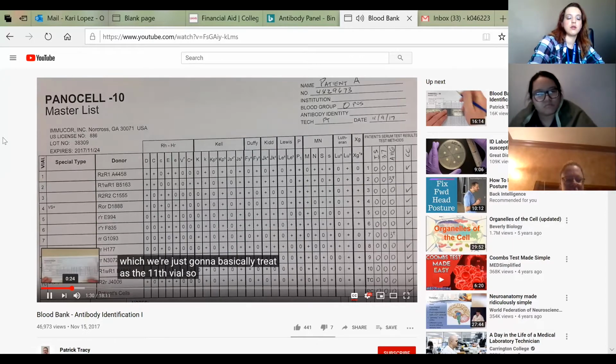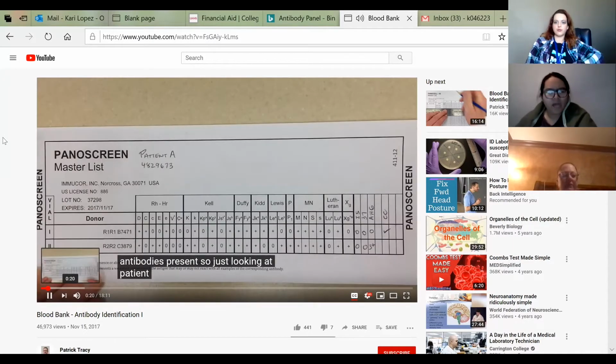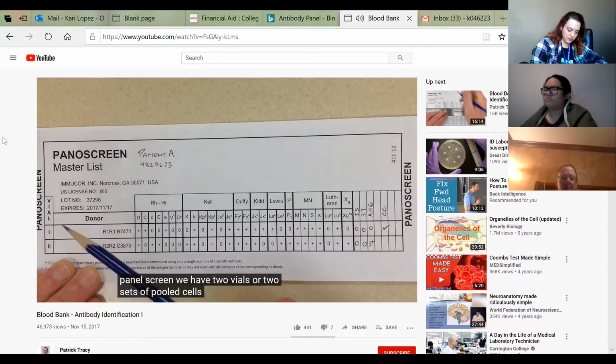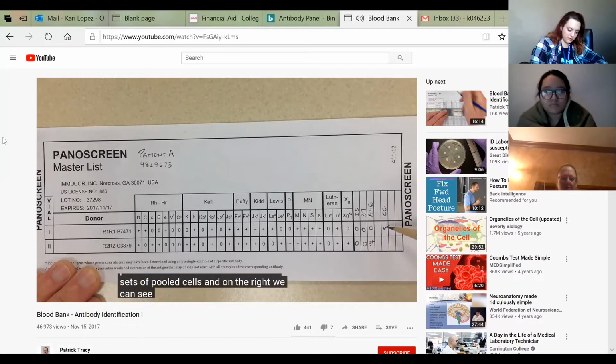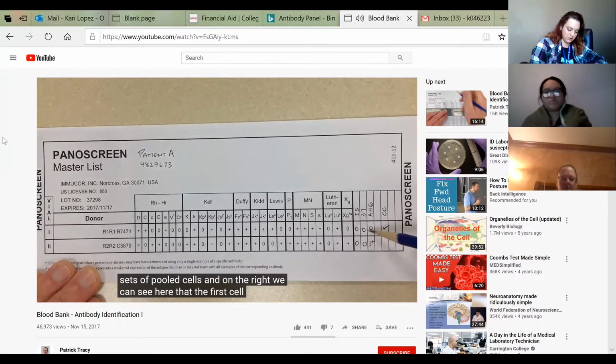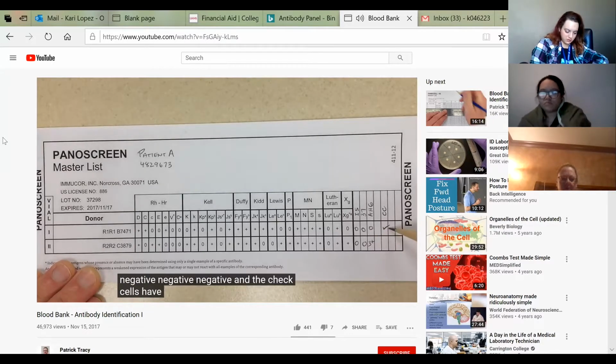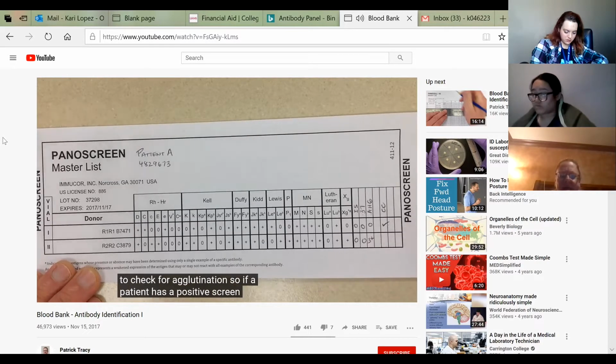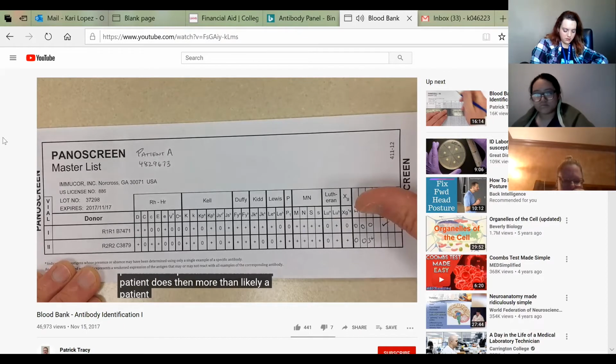Whenever I do an identification here, we can see in this panel screen, 2 vials, 2 sets of fluid cells. On the right, we can see that the first cell is negative, negative, negative, and the check cell is checked out. The bottom one is positive at the AHG phase. We have the initial spin, 37 degree, and the anti-human globulin phases. If the patient has a positive screen, as this patient does, then more than likely an antibody identification panel is going to be done.